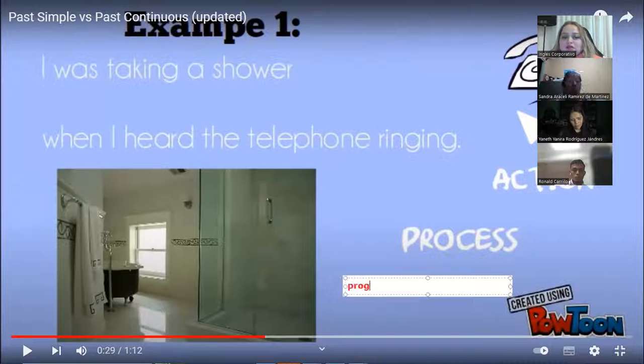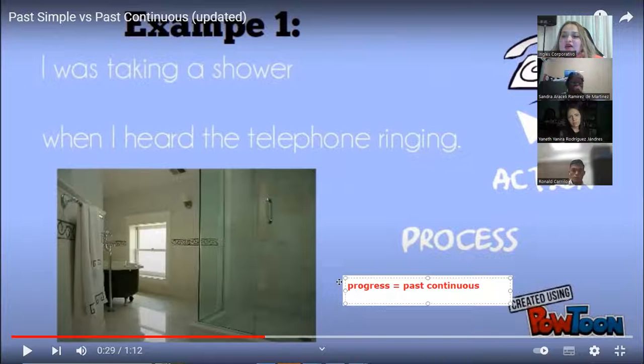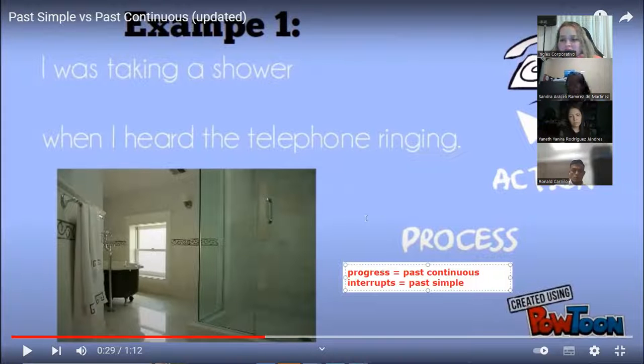The action that was in progress is gonna be ing, okay, past continuous. And the action that interrupts is gonna be past simple, right? Or simple past. So that's the most important thing.